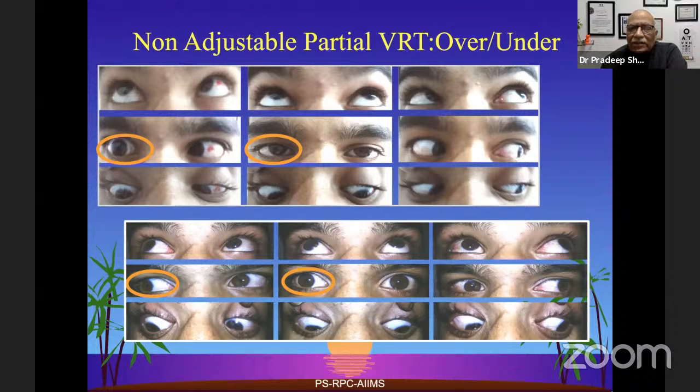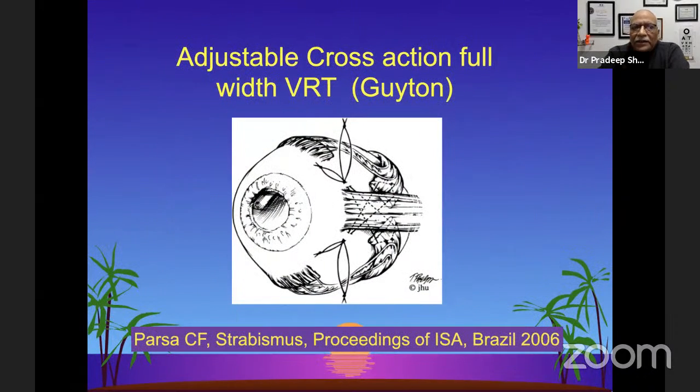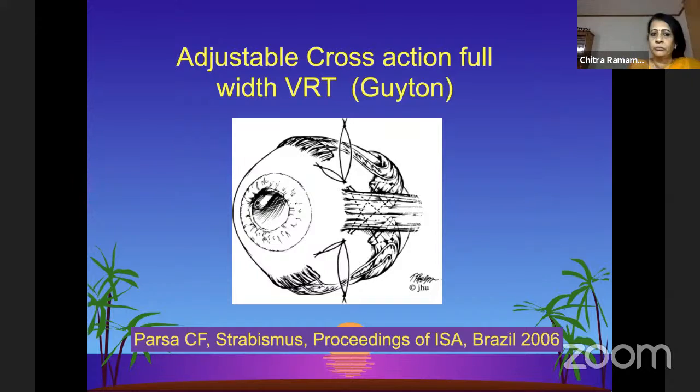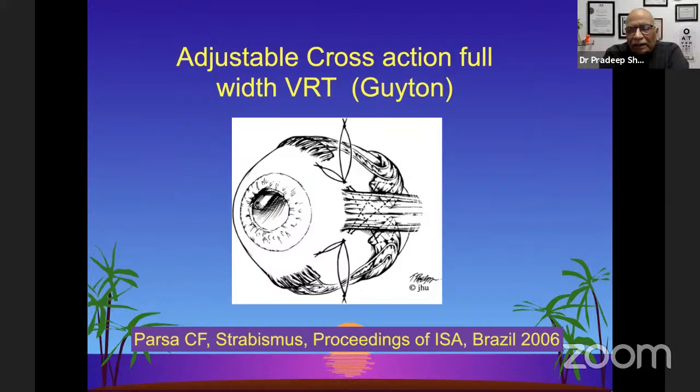Here we require an adjustable surgery on the vertical recti. David Guyton described, along with Parsa, the adjustable cross-action full width VRT. So what you see here is the superior rectus, the full width muscle, has been disinserted and moved to the position of the paralytic muscle. But here you can see there is a cross action.